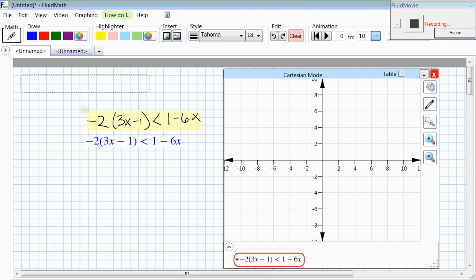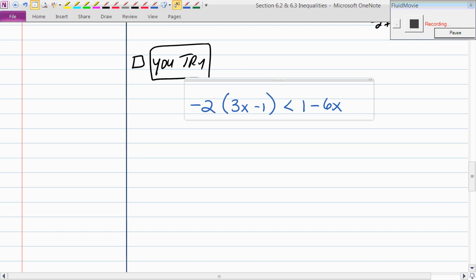Because if you do everything right, you have to subtract 3x from both sides. It says if you do everything right, it's like 3x is less than 1.5 plus 2x. Well, how many of you did this? How many of you distributed first? There you go. Negative 6x. What's a negative 2 times negative 1? Plus 2 is less than 1 minus 6x.